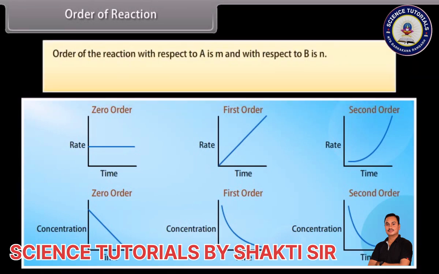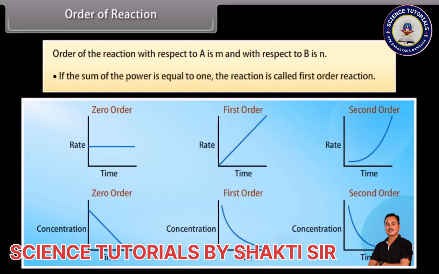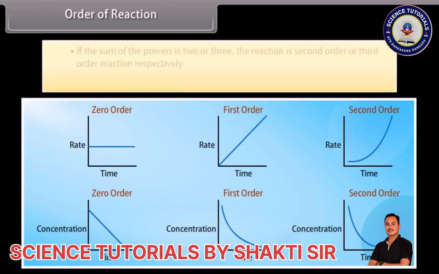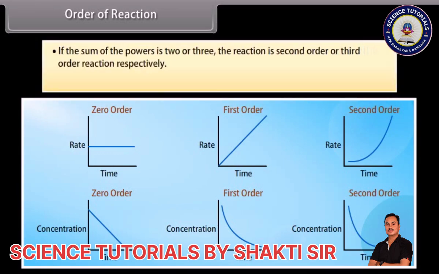Order of the reaction with respect to A is M and with respect to B is N. If the sum of the powers is equal to 1, the reaction is called a first-order reaction. If the sum of the powers is 2 or 3, the reaction is second-order or third-order reaction respectively. The order of a reaction can also be 0 or fractional.